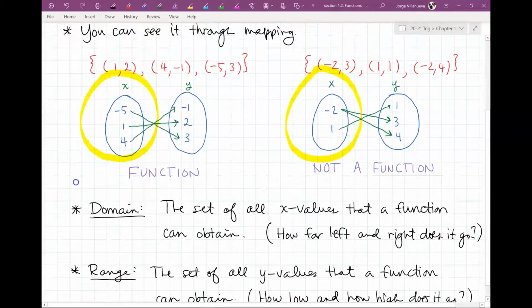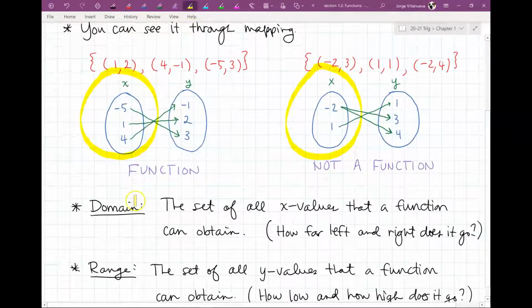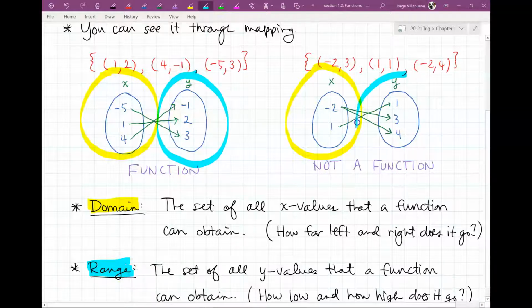So our domain, I guess I can highlight this word domain in yellow to kind of help us out here. And then our range, I'll put it in blue here. This is our range. Okay, just the y values.